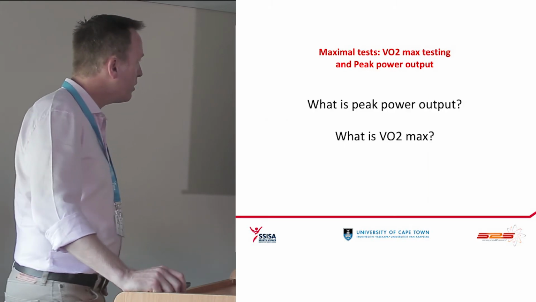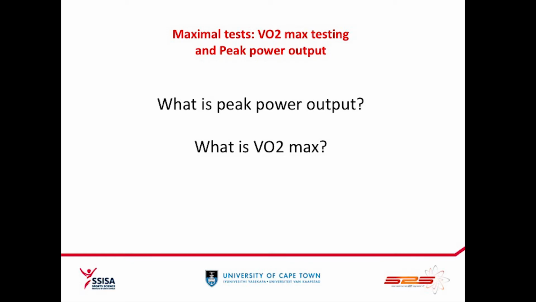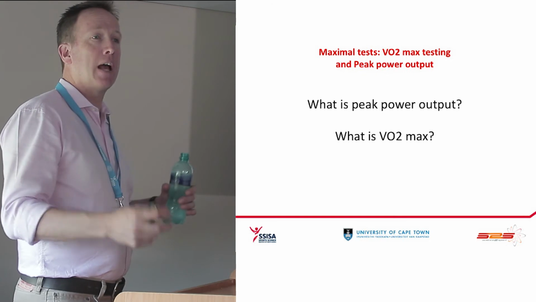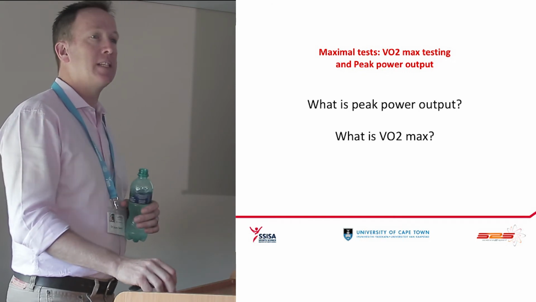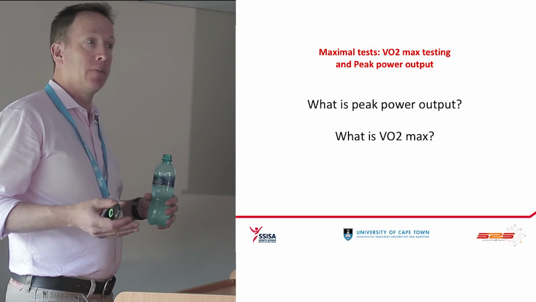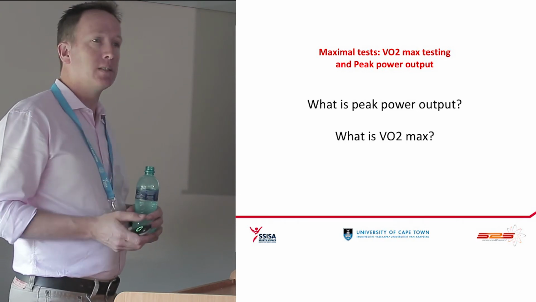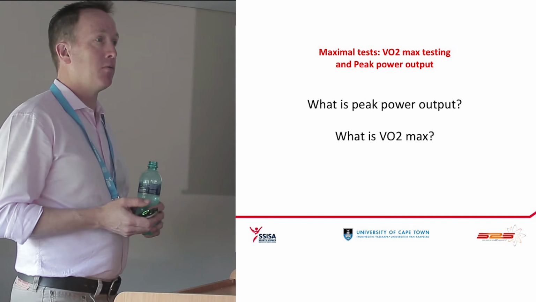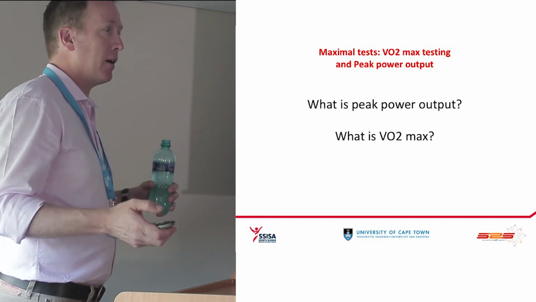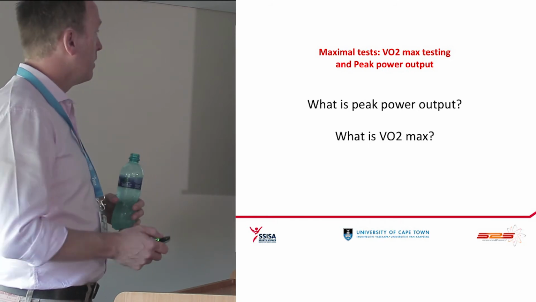So the first question really is, what is peak power output? What is that? If I get on my bike and I go out and I sprint for 5 seconds up a steep hill, I'll see a maximal value of 1600, 1700 watts. Is that my peak power output? Or if I go up a climb for 4 minutes and I do 430, 440 watts, is that my peak power output? What exactly is peak power output? How do we define it?